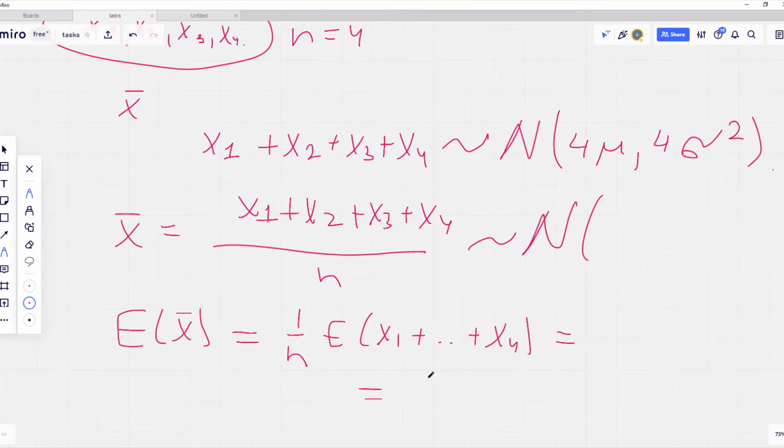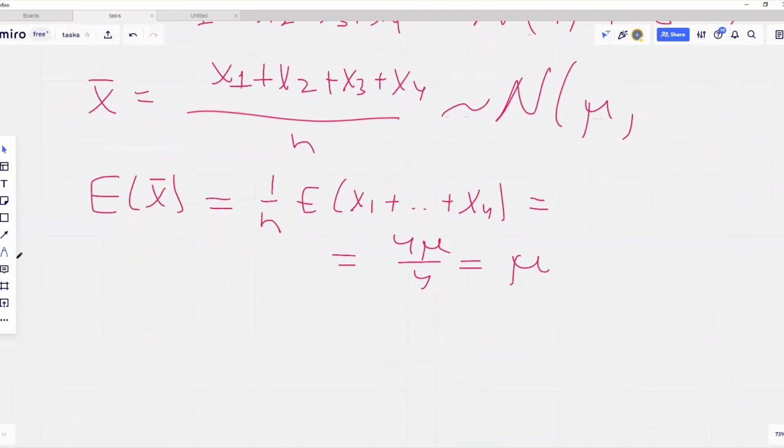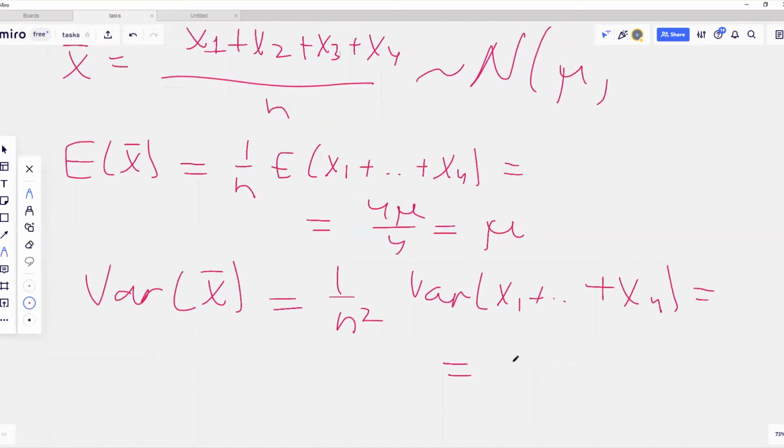So this is 4 mu divided by n, which is equal to 4, so this is mu. So x bar is going to follow a normal distribution with mean mu and variance that is equal to, if you recall, the variance of x bar is 1 over n squared times the variance of the sum. So this is 1/16 multiplied by 4 sigma squared. So this is then sigma squared over 4.